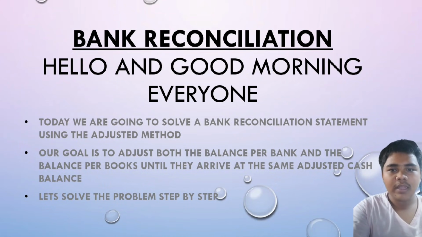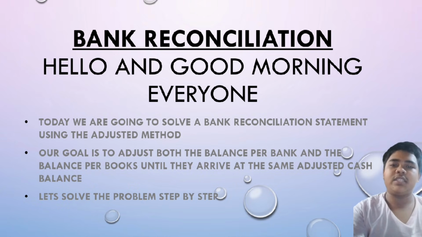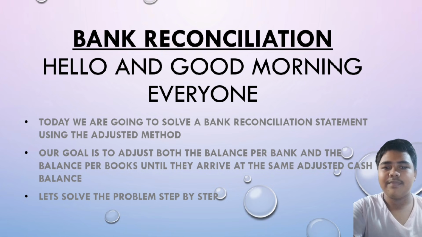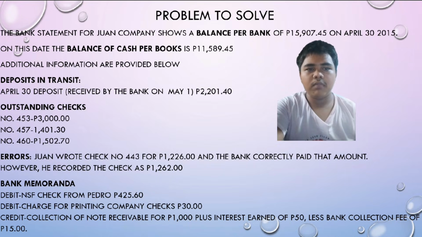Good day, everyone. Today, we are going to solve a bank reconciliation statement using the adjusted method. Our goal is to adjust both the balance per bank and the balance per books until they arrive at the same adjusted cash balance. Let's solve the problem step by step. Here is the sample problem to solve.